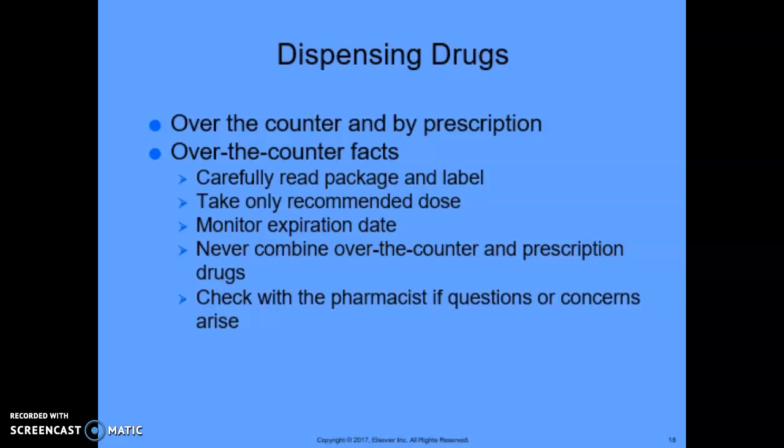Some important facts about over-the-counter: make sure you carefully read the packages and labels, take only recommended doses, monitor the expiration dates, and never combine over-the-counter and prescription drugs unless prescribed by the physician. You can always also tell your patient to check with the pharmacist if they have any questions or concerns.